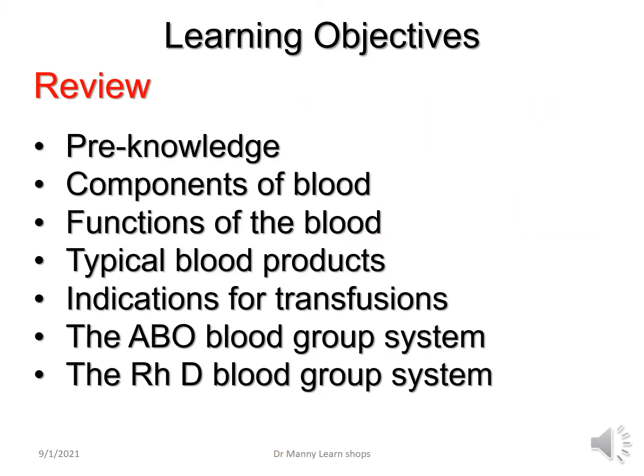So the learning objectives for this session are to do a pre-knowledge review, look at the components of blood, the functions of blood, the typical blood products that are available for transfusion, the indications that you would give a transfusion for, look at the ABO group system and the RHD blood group system.